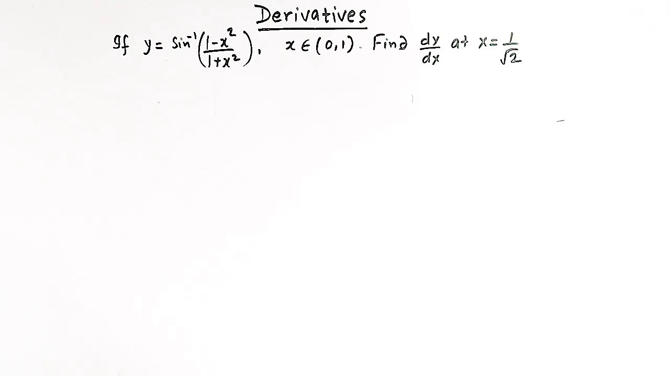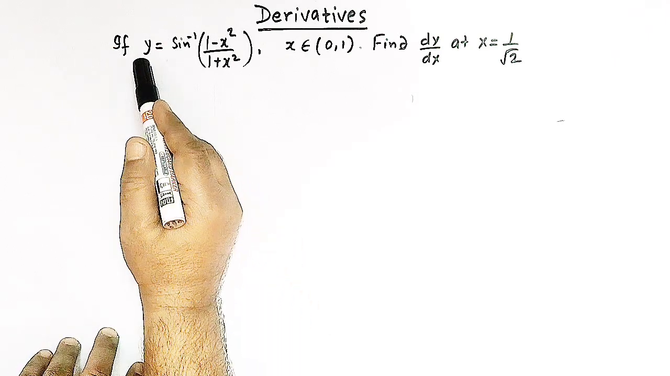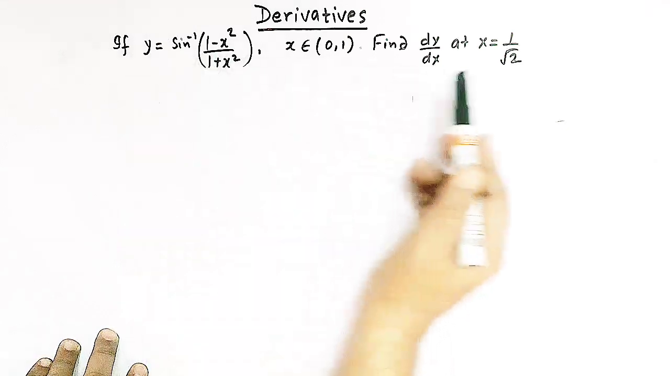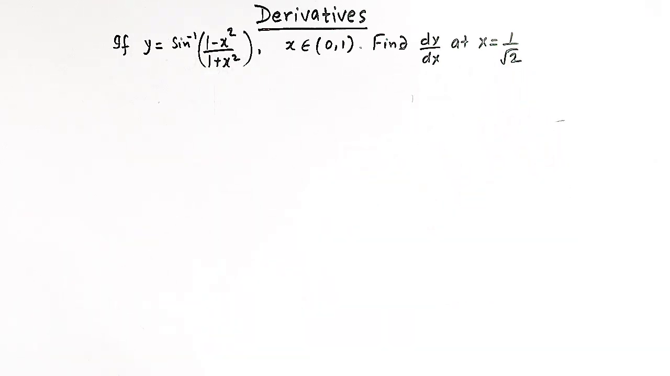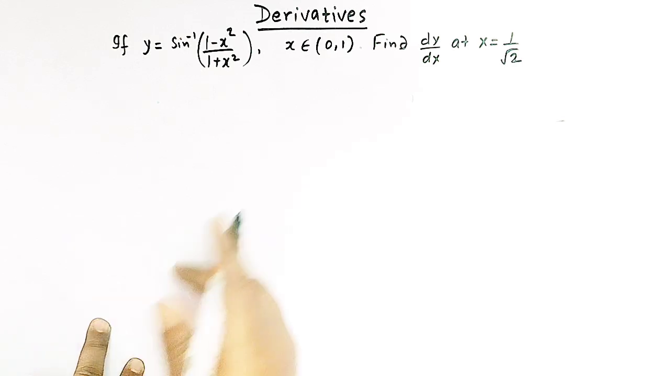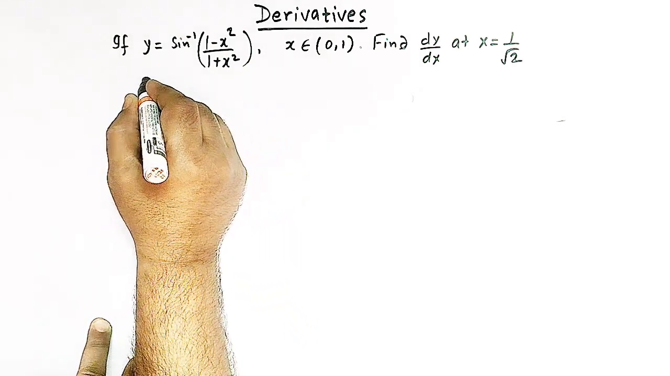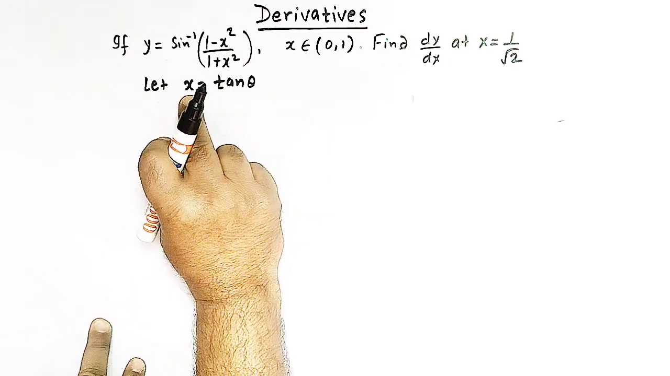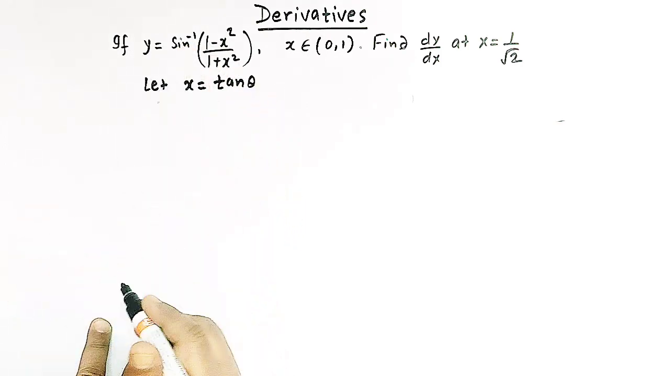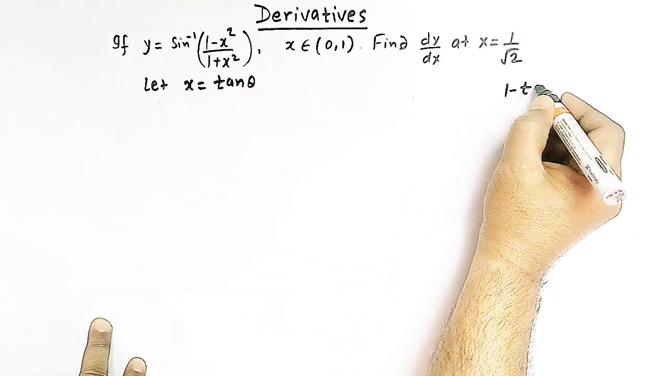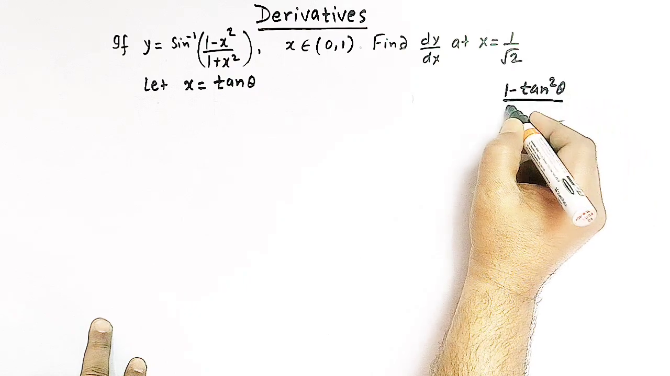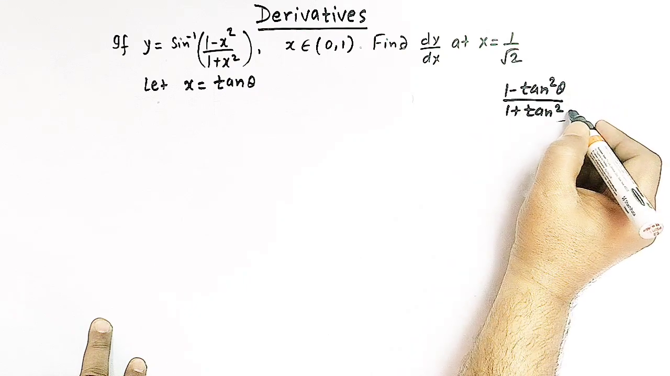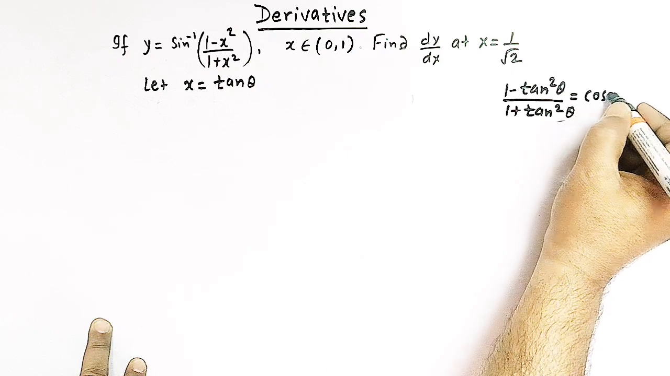So let us see how we can find the derivative of this function y at this point using the concept of inverse trigonometric functions. Let us start. The first step is to make the substitution x is equal to tan theta. We make this substitution because we know that (1 minus tan square theta) divided by (1 plus tan square theta) is given by cosine 2 theta.